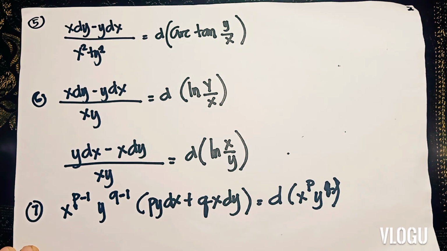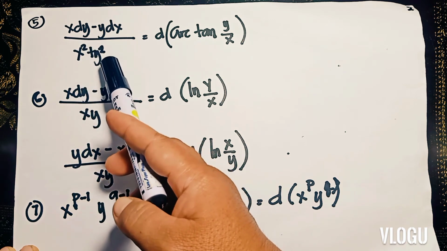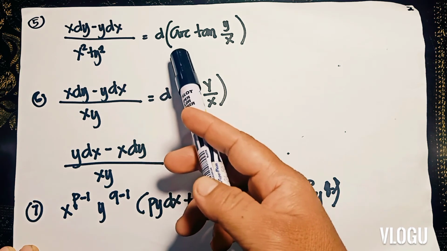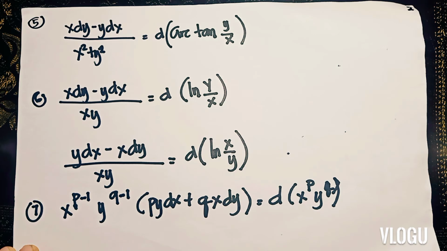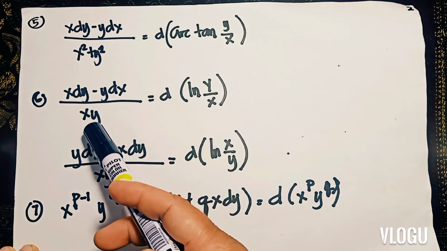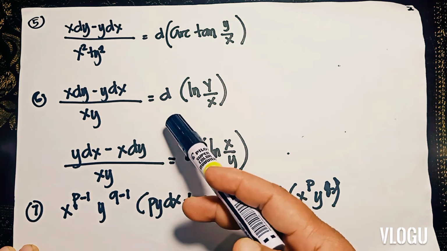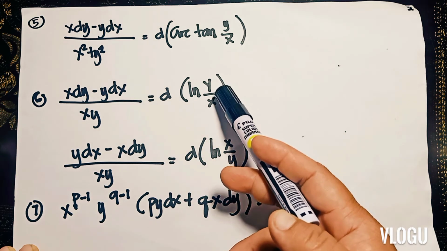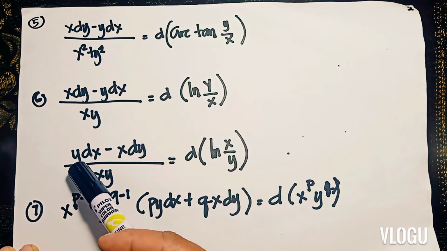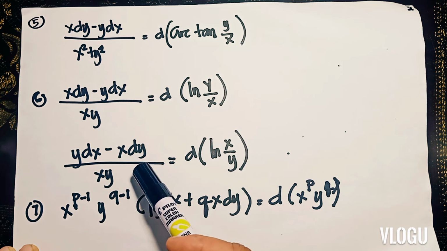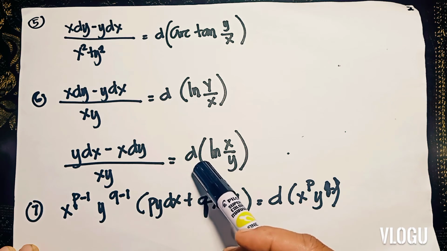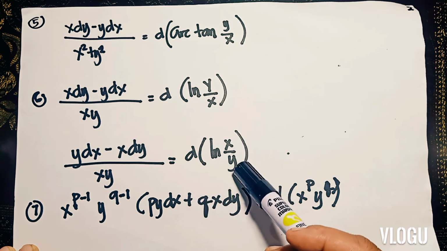And then if we have a form of x dy minus y dx over x squared plus y squared, that is equivalent to the derivative of arctangent y over x. If we have a form of x dy minus y dx over xy, that is equivalent to the derivative of ln of y over x. Then, if we have a form of y dx minus x dy over xy, that is equivalent to the derivative of ln x over y.